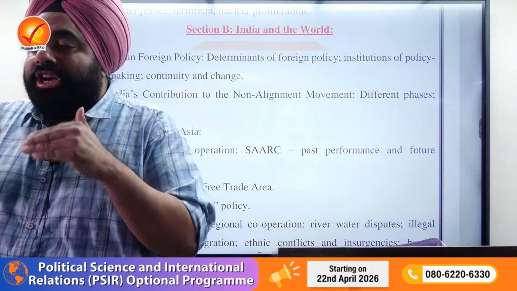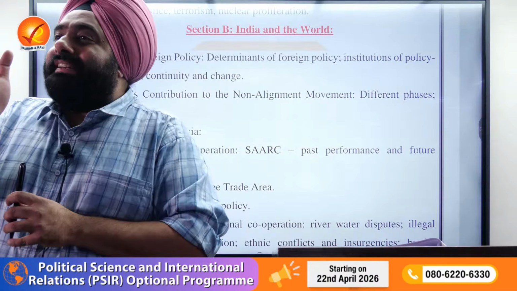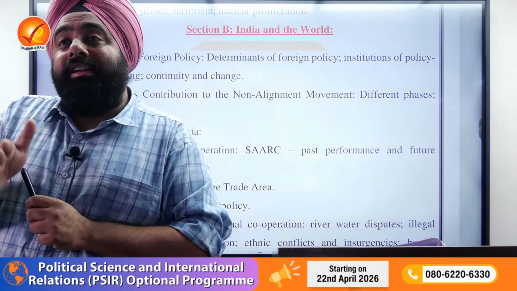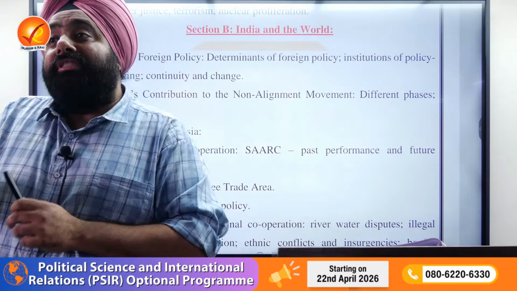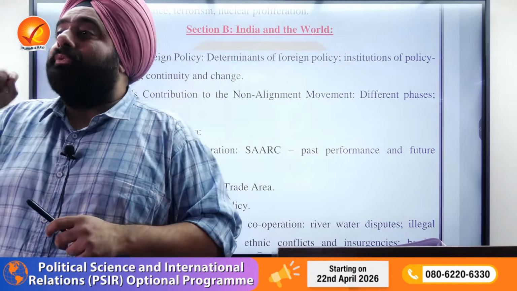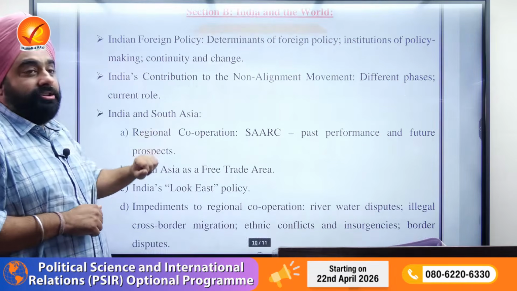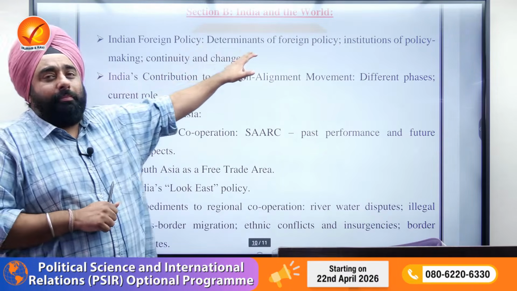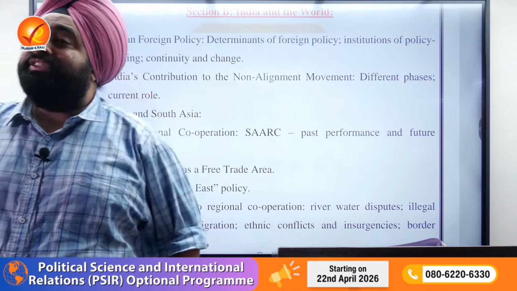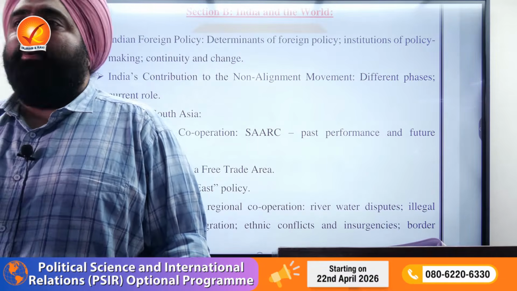And when we move to Section B of the syllabus, it is all about a detailed study of India's relationship with the world. What sort of relationship India has been able to develop with the global community, and also with various different countries. That is what we study here. The first chapter, students, is India's foreign policy, the determinants of India's foreign policy. What do you mean by determinants of foreign policy? Determinants means certain factors which may determine foreign policy making.